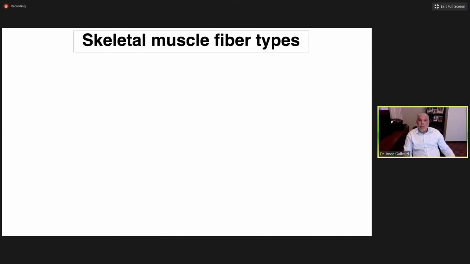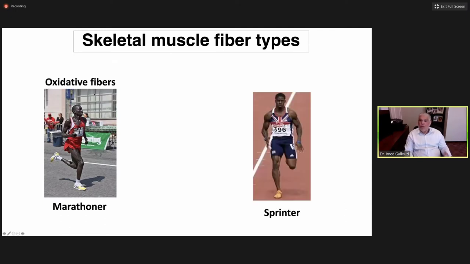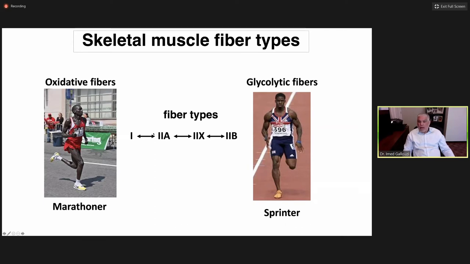As we know, and I'm sure you know better than me, one of the phenotypes associated with the oxidative phenotype, endurance, is a feature of marathon runners, where they have a high level of oxidative fibers, as opposed to sprinters, where they have a high prevalence of glycolytic fibers. Fiber types are divided into several groups: muscle fiber type 1, or oxidative fibers, are highly oxidative. Type 2A are more oxidative than glycolytic. 2X and 2B are more glycolytic, or highly glycolytic, fibers.